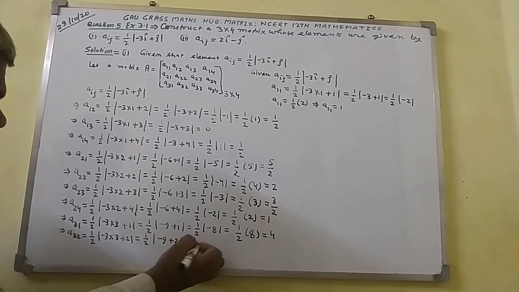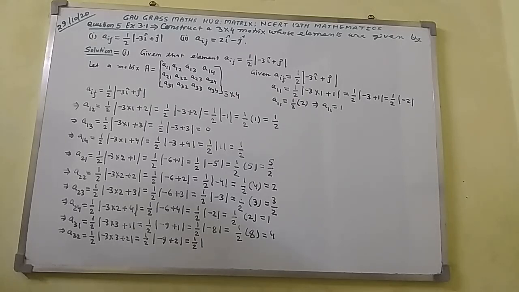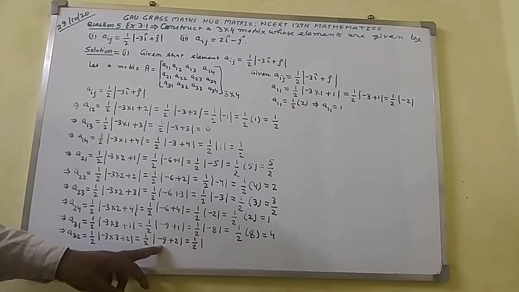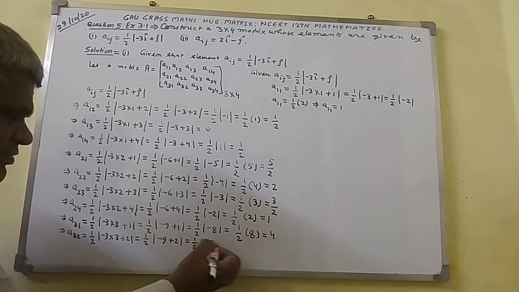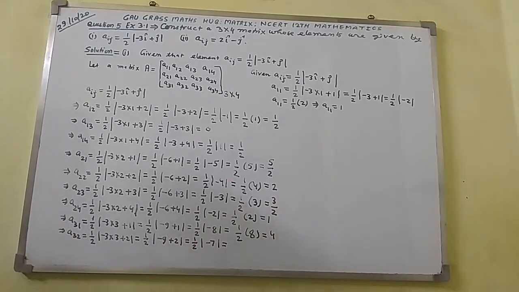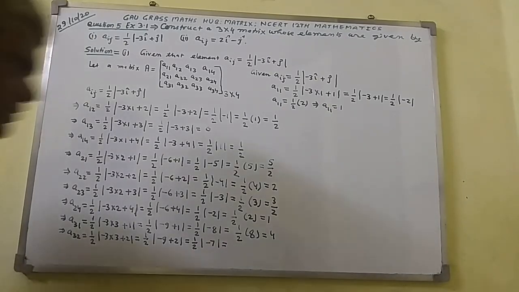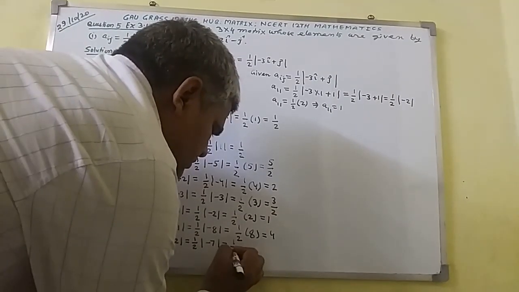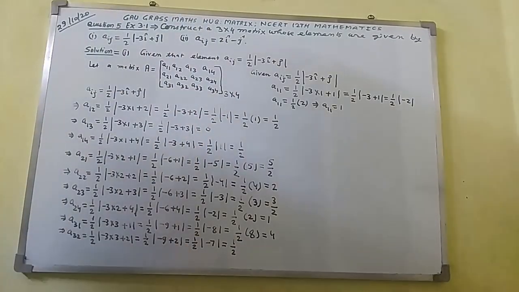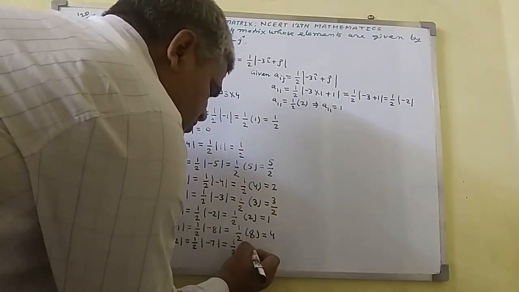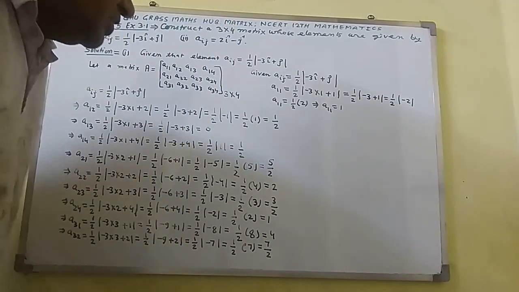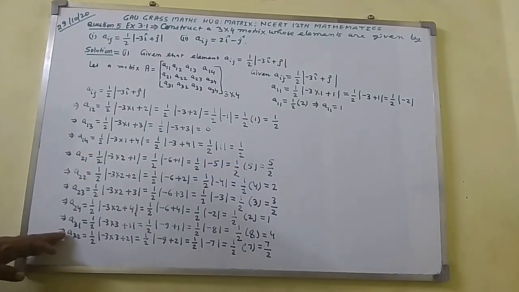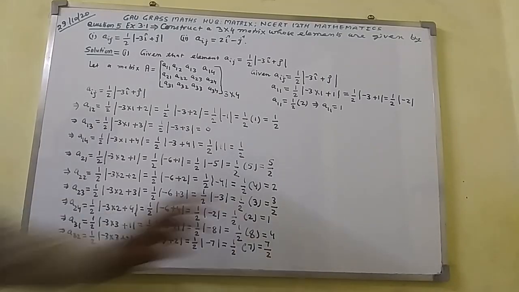1 over 2 mod. Minus 9 will be added to plus 2, we will get minus 7 mod. 1 over 2 mod of minus 7, you will get only 7, you will get 7 over 2. So you have got A input 32, the result you have got as 7 over 2.